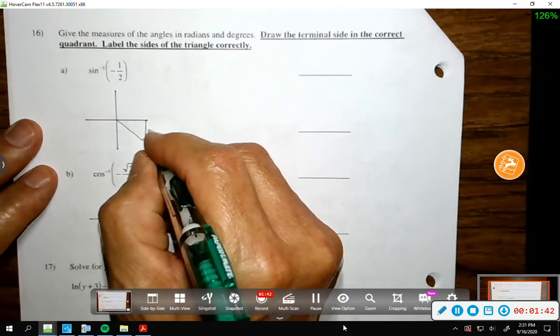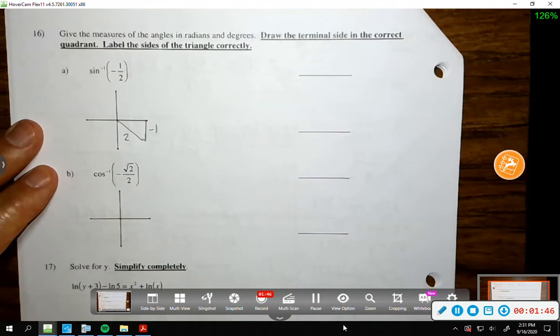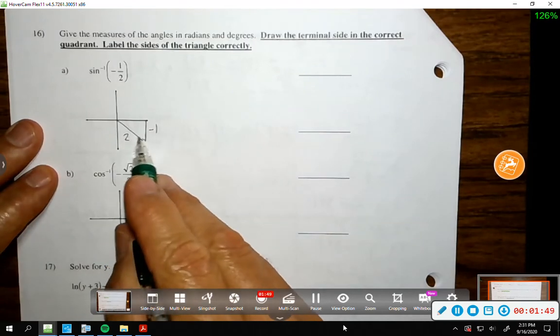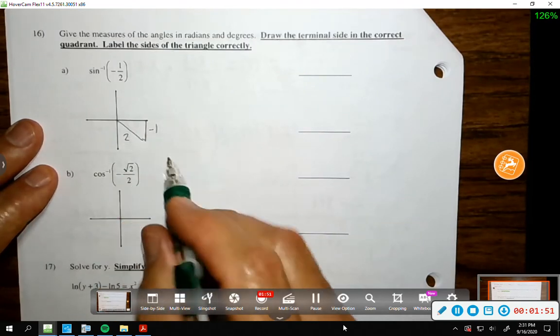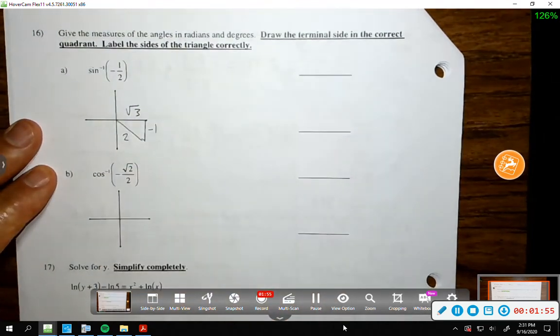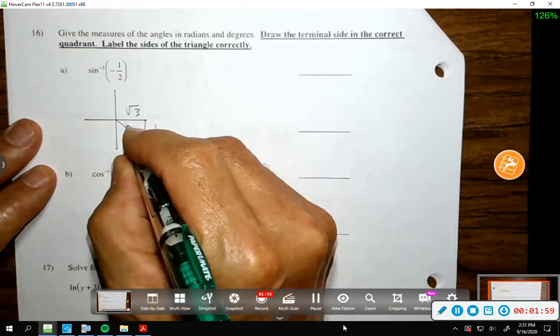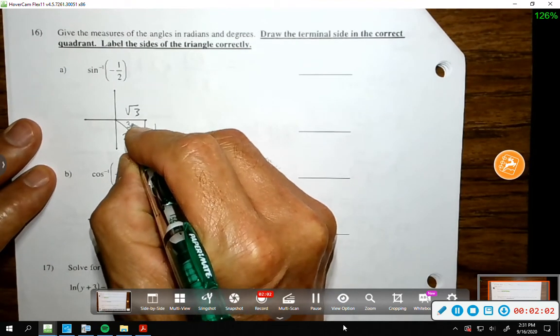The opposite is -1. The hypotenuse is 2. 2 squared is 4. -1 squared is 1. 4 minus 1 is 3. But we should recognize it's the square root of 3. And it's positive because it's going to the right. Across from a 1 is a 30-degree reference angle.